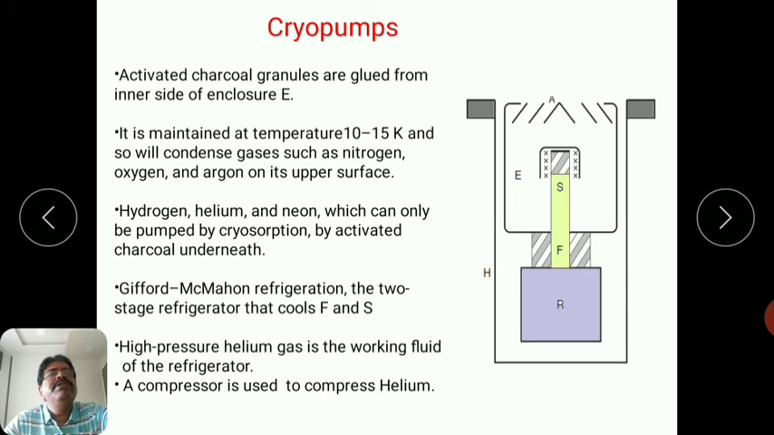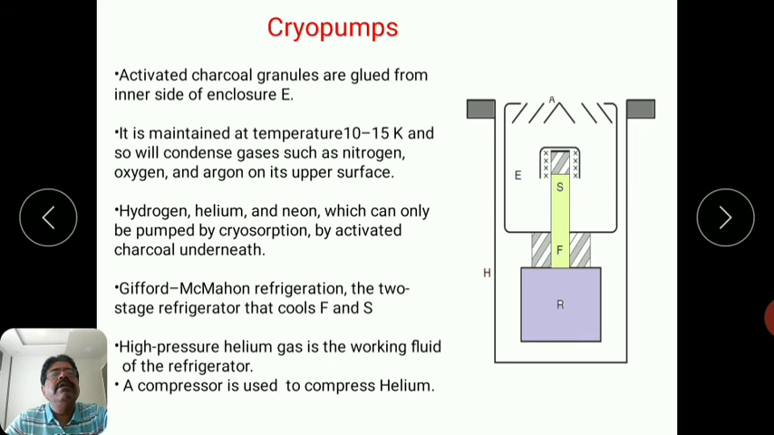The activated charcoal granules are glued to the inner side of enclosure E. You can see this enclosure E. So small crosses are shown here. These actually represent the activated charcoal granules. So this material is very important here.